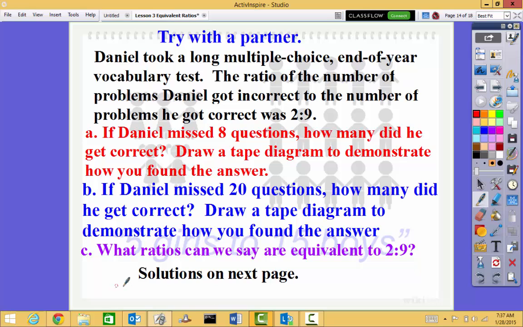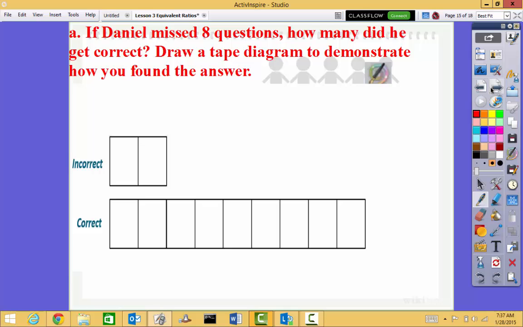Alright, if you are the teacher in the room, will you pause the screen on YouTube so that they may copy this down and they may solve it. When the class is done, I'm going to have you go on to our solutions.